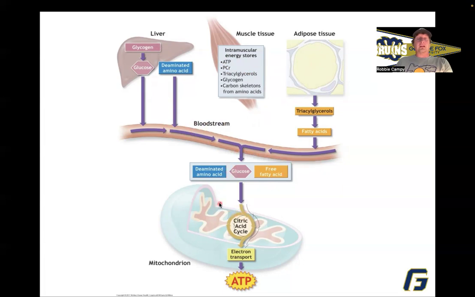Once they're in the cell, they transfer themselves into the mitochondria. And when they're in the mitochondria, they can go through the citric acid cycle, which was the first step of aerobic metabolism, and then the electron transport chain, which was the second phase of aerobic metabolism. And in the end, all three of these, whether it's an amino acid, a sugar, or a fatty acid, can turn into a whole bunch.